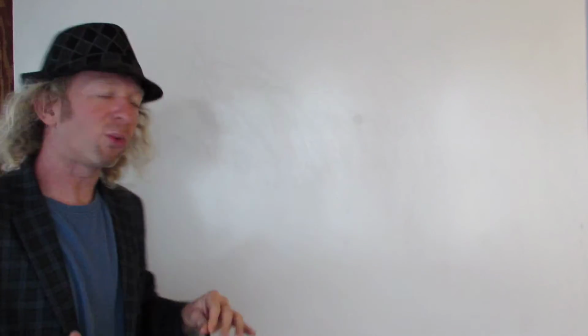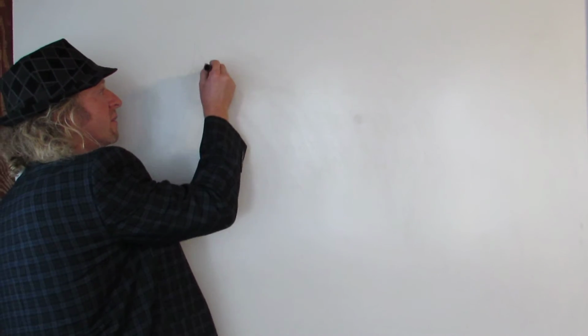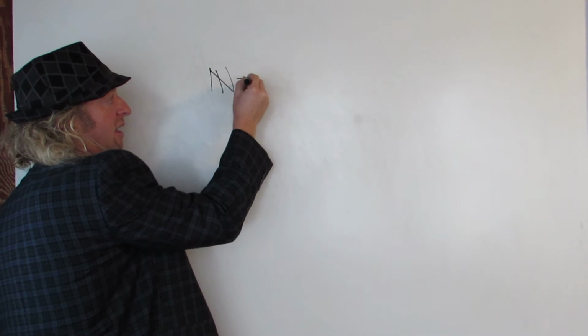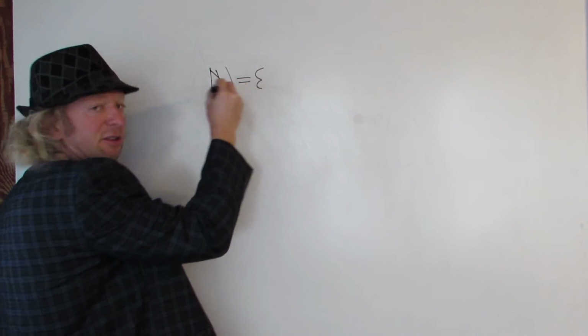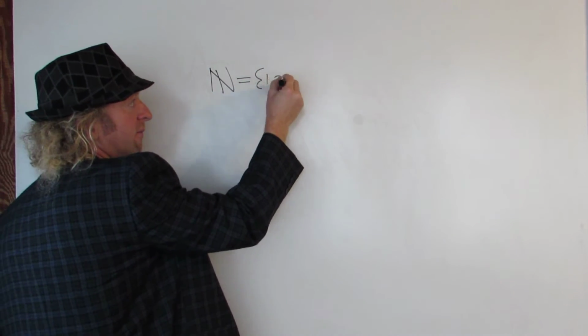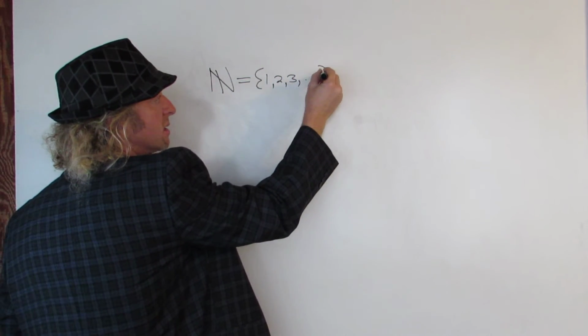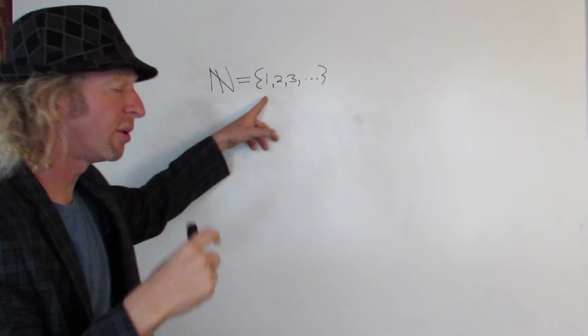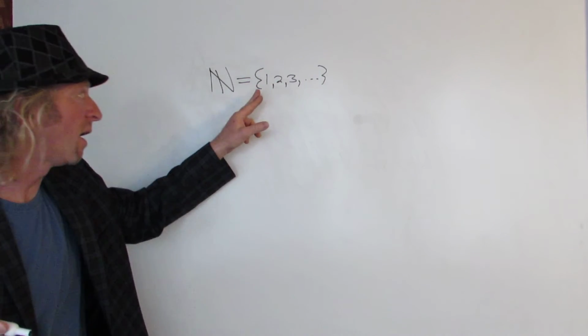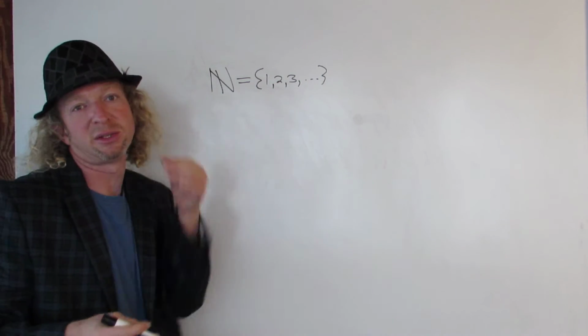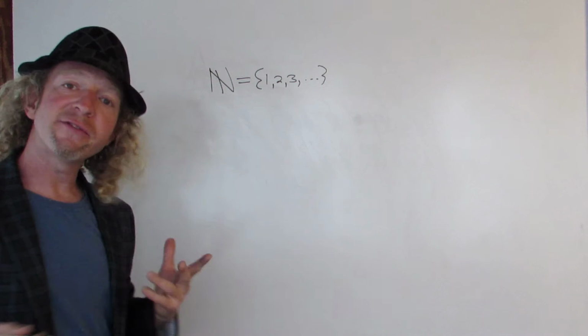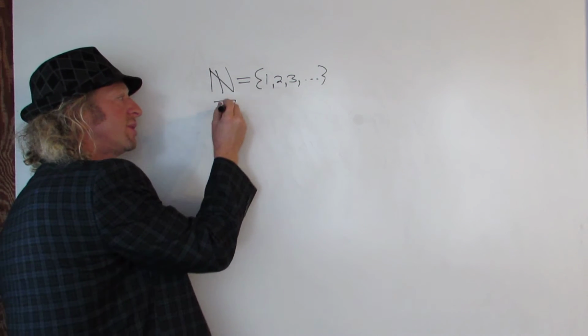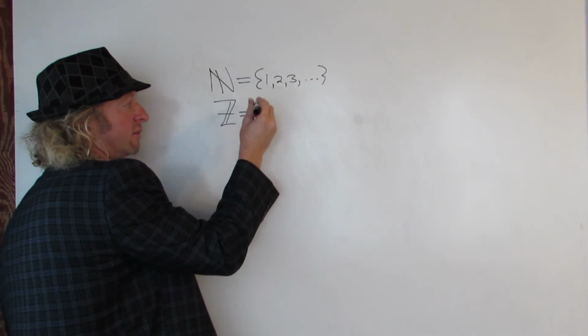Probably one of the most important ones is the set of natural numbers. It's a fancy N, and it's the set containing the numbers 1, 2, 3, and so on. Some people like to define 0 to be a natural number. That's fine. I like to stick with 1 as being the smallest natural number. Then you have the set of integers. It's a Z, looks like this.